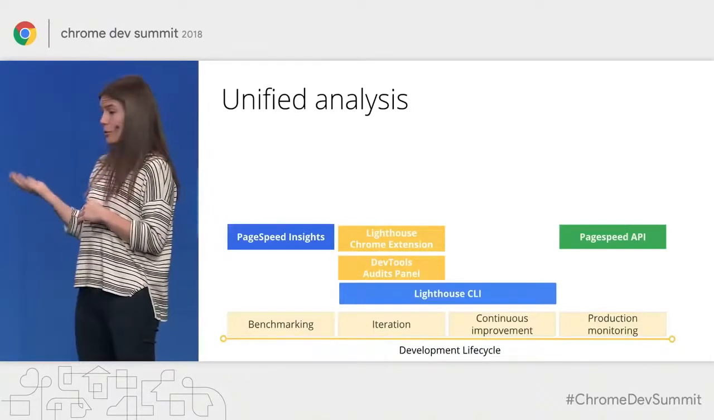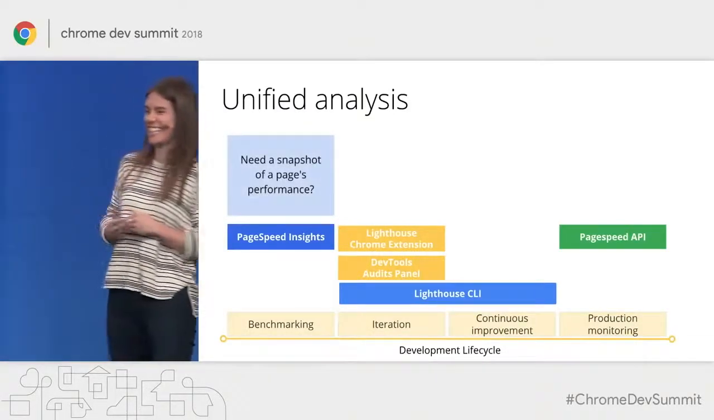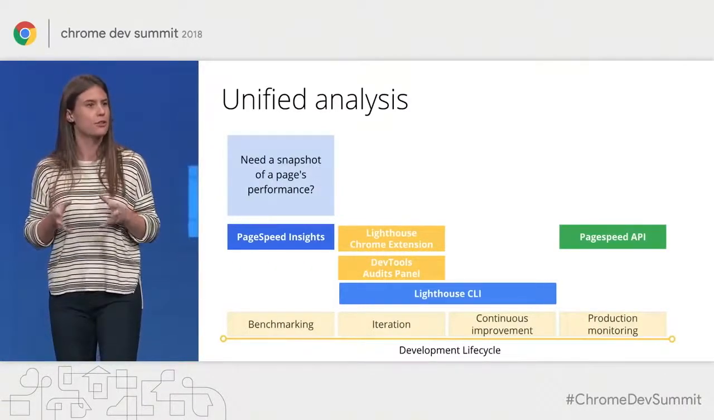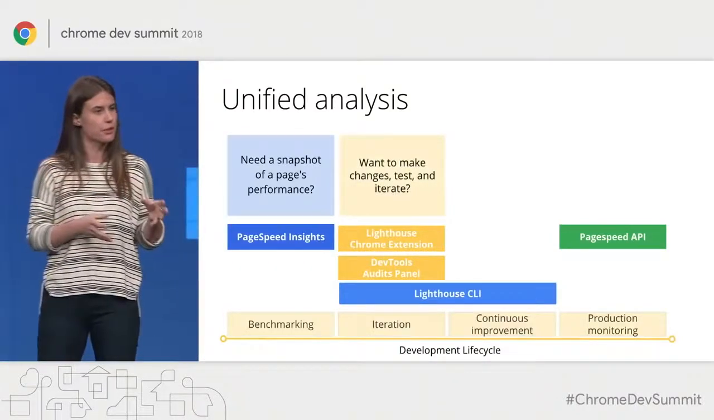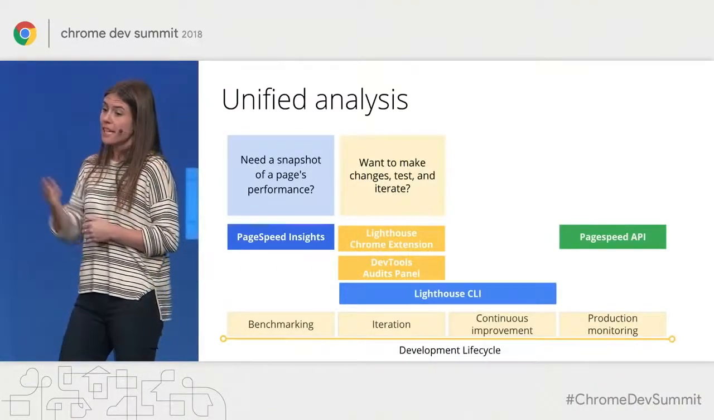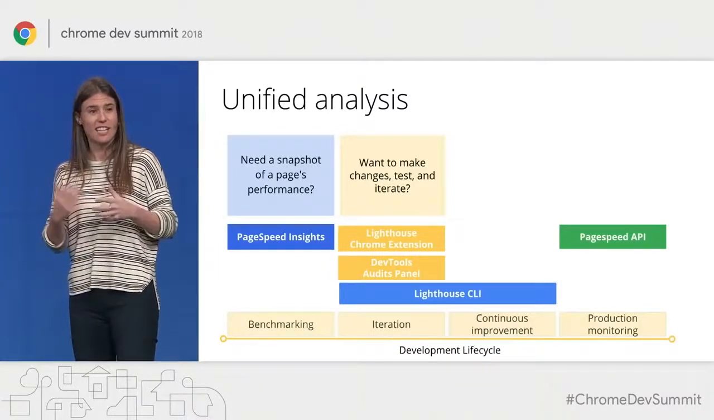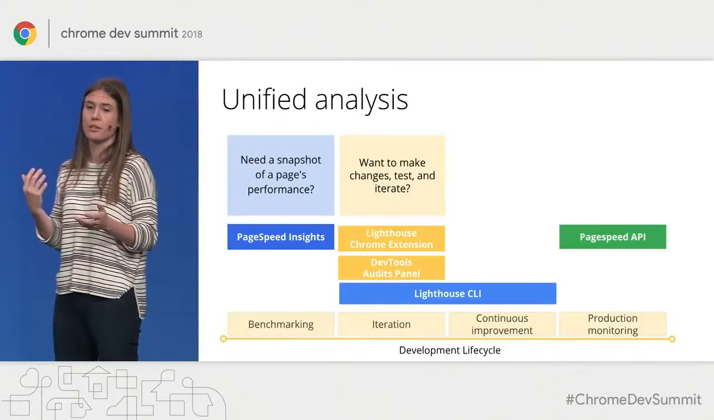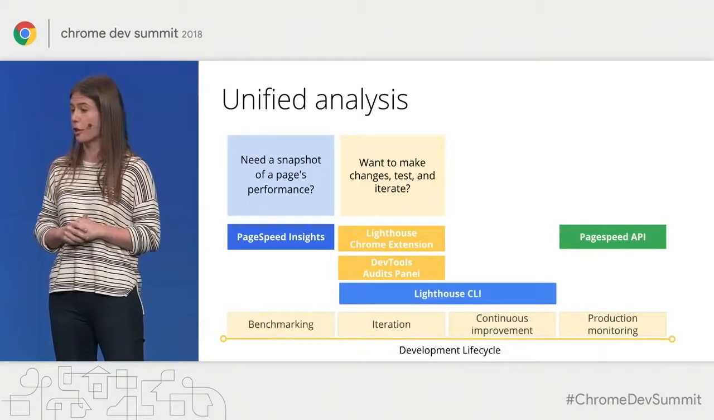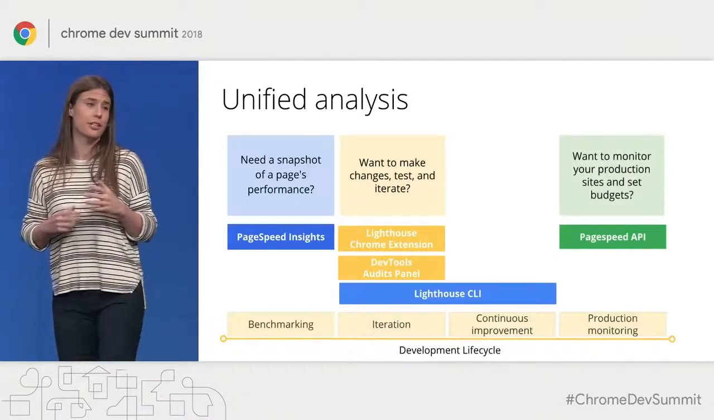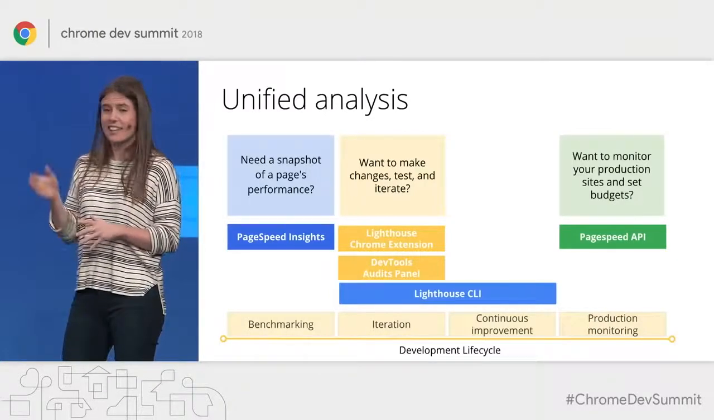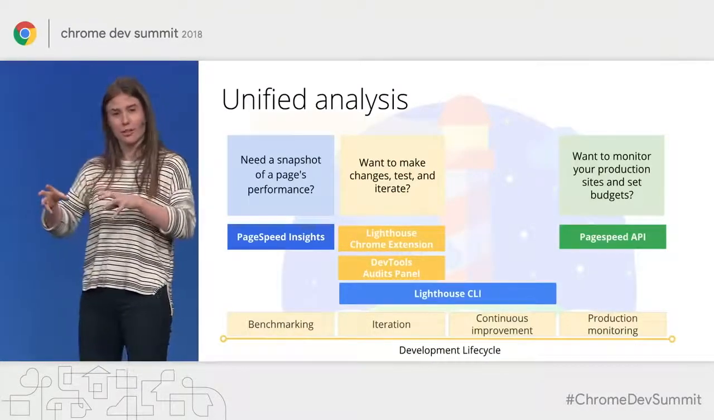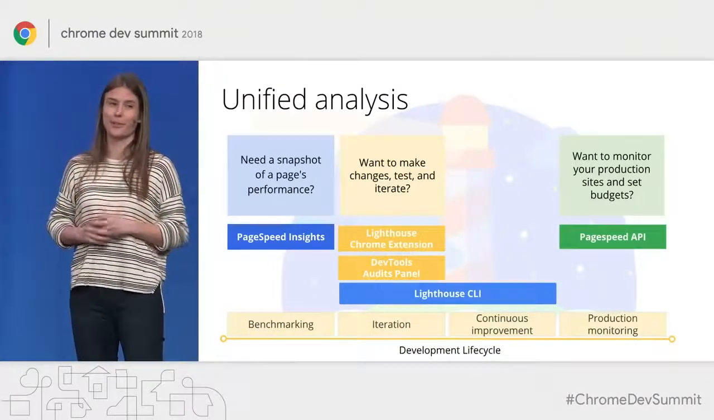If you need a snapshot of a page's performance, as Paul said earlier, PageSpeed Insights is a good default to go to because it provides you with both the field and the lab data and gives you a good benchmark. If you want to make changes, test and iterate, and really have that fast feedback, then the Chrome extension, the Audits panel, or the command line interface is going to be a good place to go. And finally, if you want to set up production monitoring or set budgets, then the API is going to be fantastic. But across the entire development lifecycle, you are now completely powered by Lighthouse, which we're super excited about.